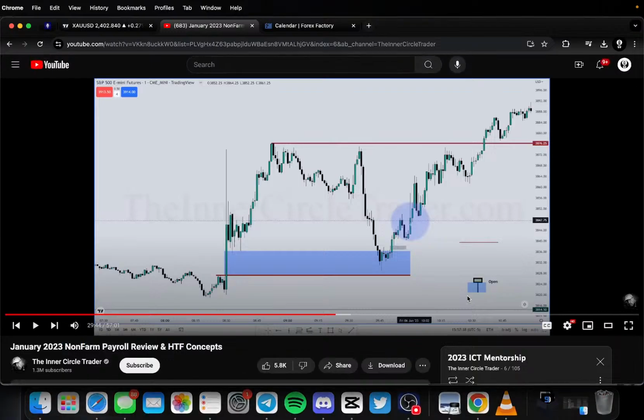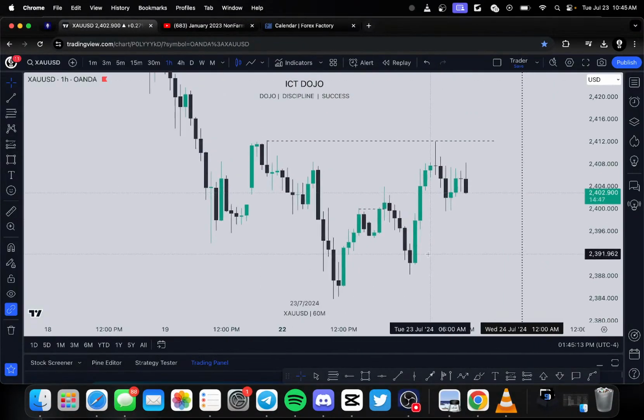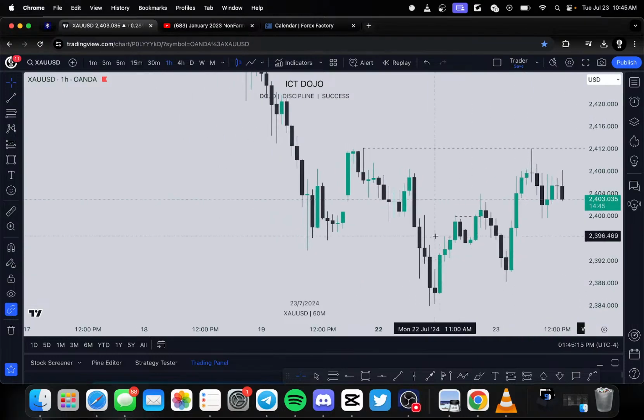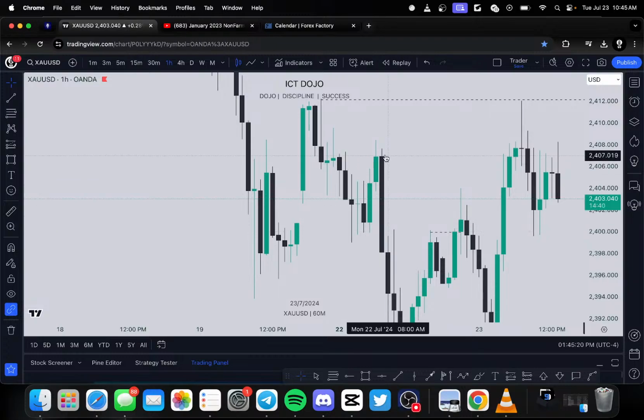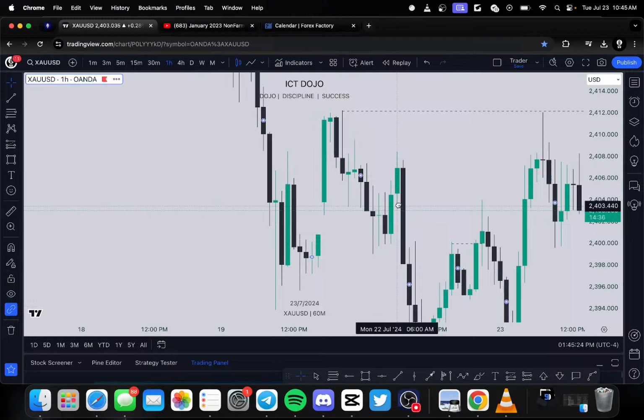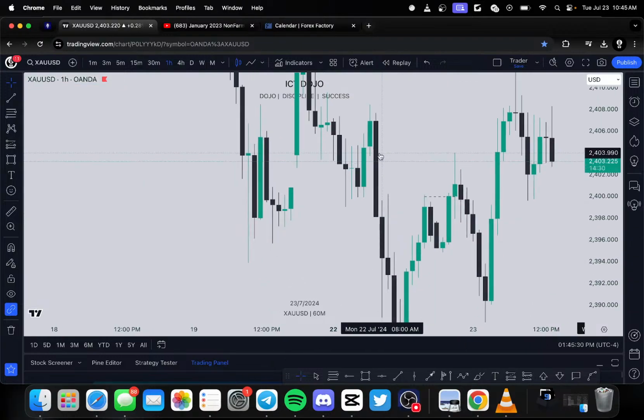Fair value gaps are also showing you that there's strong intentions for it to go higher. So if there's a move that doesn't give you a fair value gap, like right here. Look, do you guys see this bullish move right here? No fair value gaps formed. In fact, this whole price range doesn't create a single fair value gap because of the wicks. You guys see that?